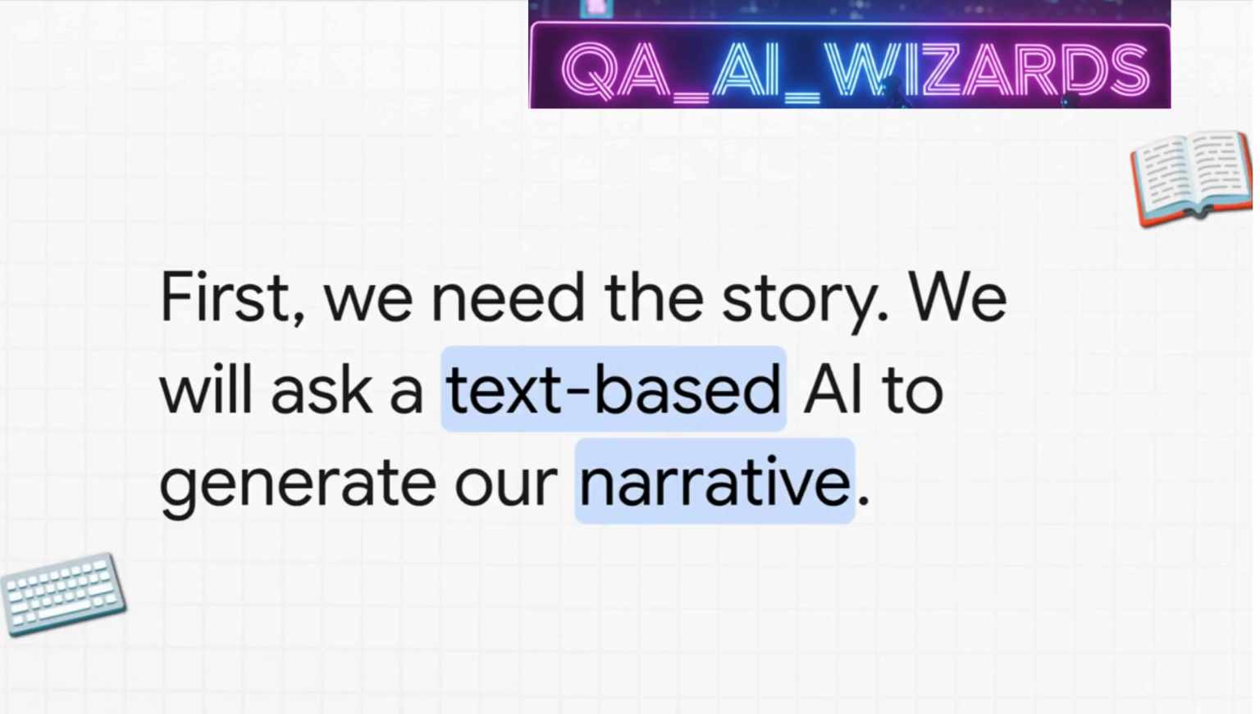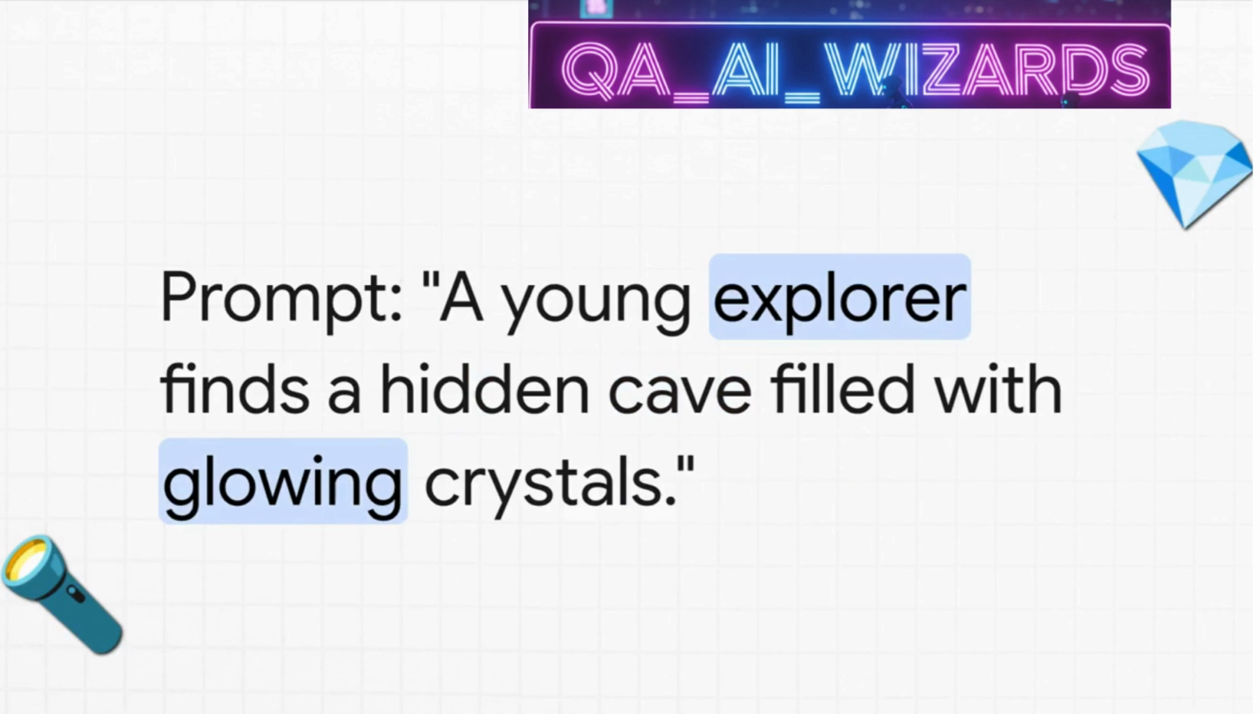So we're going to ask a text-based AI to whip up a one-sentence story for us. And here's our prompt. It's simple, but it's specific. We've got a character, the young explorer. We've got a setting, a hidden cave. And we've got a key detail, glowing crystals. That's more than enough for the AI to work with.